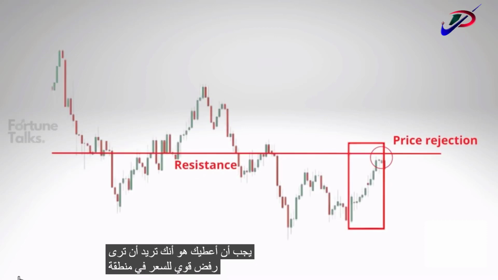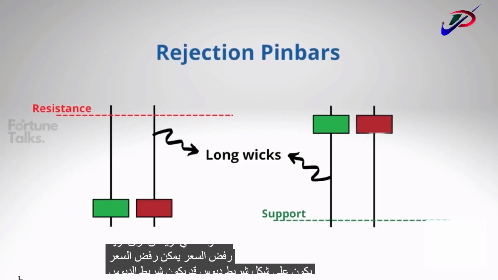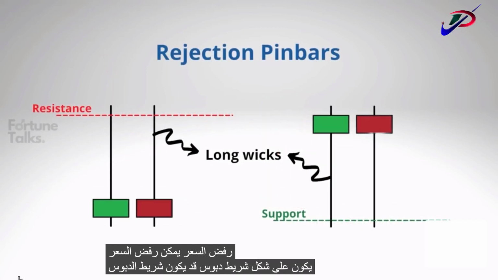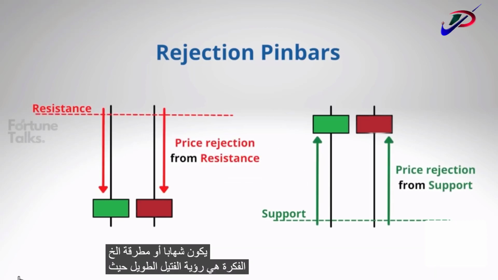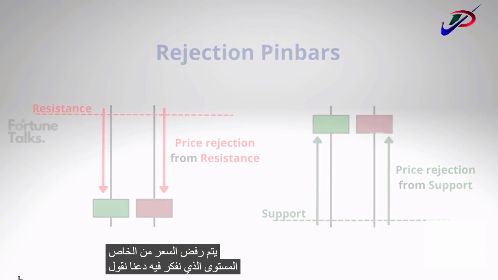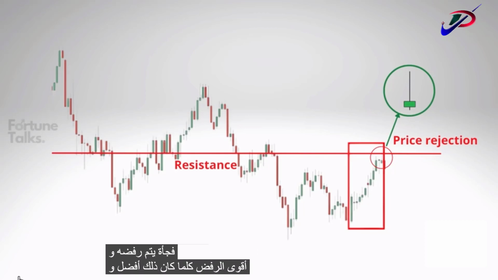Now the second tip that I have to give you is that you want to see a strong price rejection at the area of value. That is the area of support or resistance. You want to see a strong price rejection. The price rejection can be in the form of a pin bar. The pin bar may be a shooting star or a hammer, etc. The idea is to see a long wick where the price gets rejected from the particular level that we are considering. Let's say this is in the case of resistance. A big bullish candle comes into the resistance and suddenly it gets rejected. And the stronger the rejection, the better. And that is exactly what you want to see.